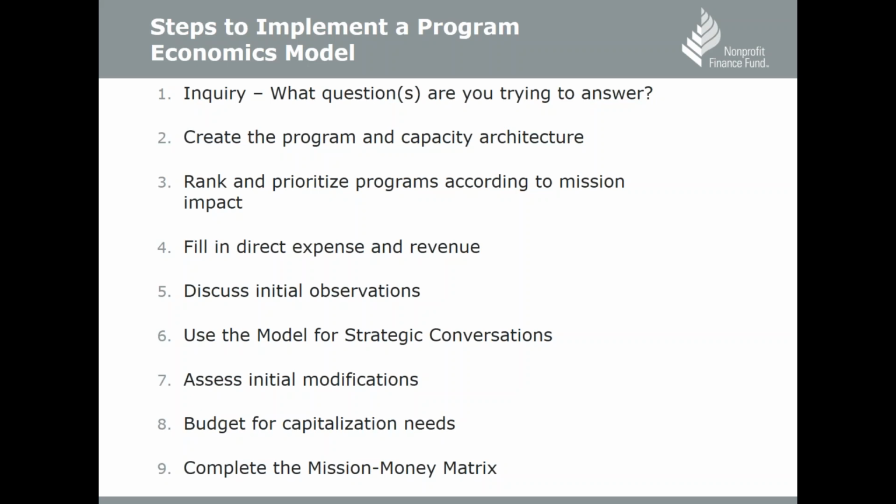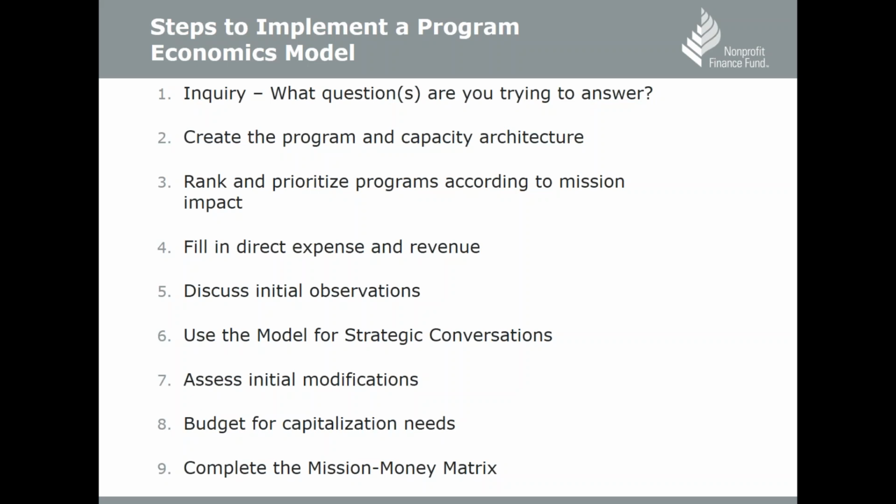Again, if you want to get at that deficit that you have in your organization, doing program economics this way through a direct methodology will be able to highlight areas for improvement, change, or maybe discontinuing some programs, or on the opposite, scaling up those programs. Then we want to create a program and capacity architecture. So we want to identify programs and areas of capacity, essentially identifying your major programs or your lines of business. Then we want to rank and prioritize programs according to mission impact.